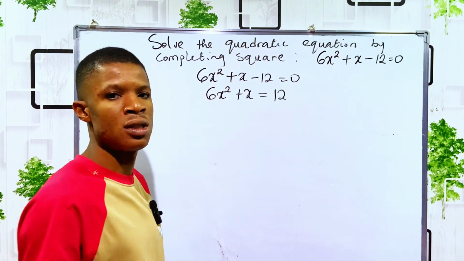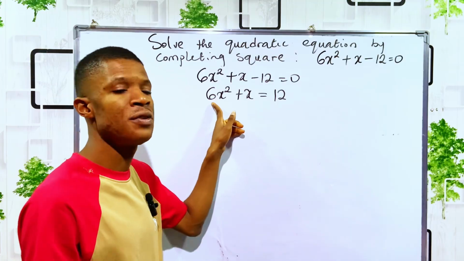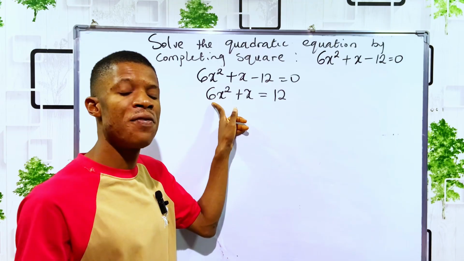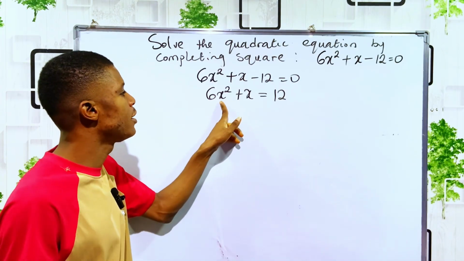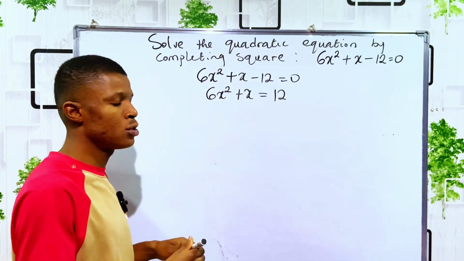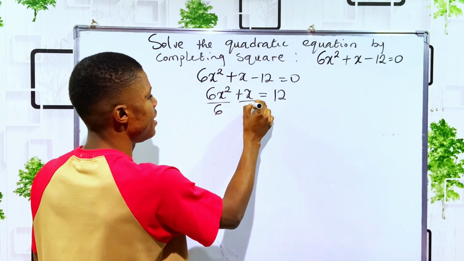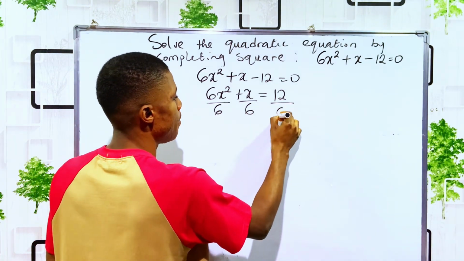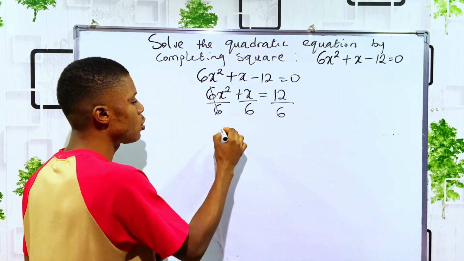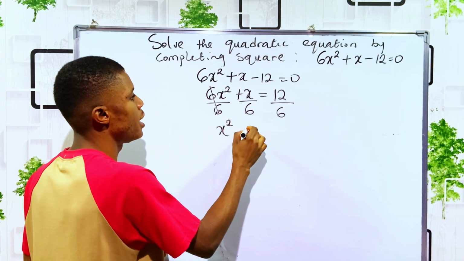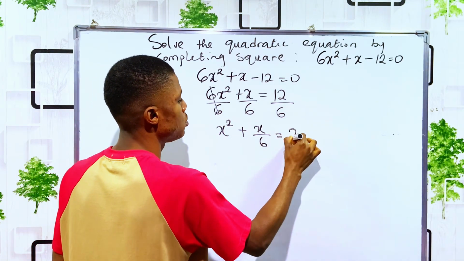Minus 12 crossing the equality sign. The next thing to do is look at the coefficient of x squared, which is the leading coefficient. We have to divide through by the coefficient of x squared, which is 6. So when you divide each term by 6, you can see that the leading coefficient is now 1: x squared plus x over 6 is equal to 2.